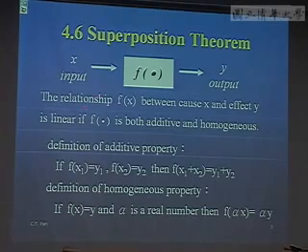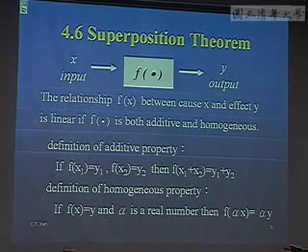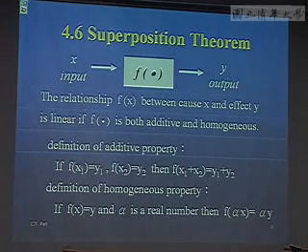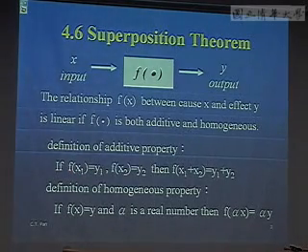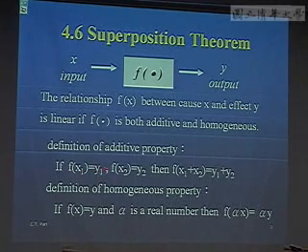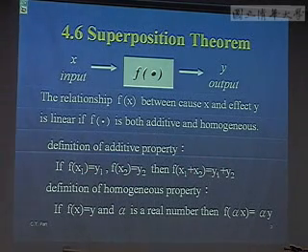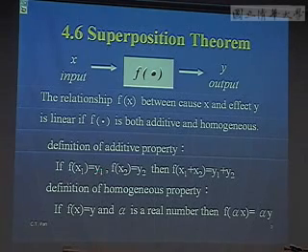In case we have a function f(x), and if f(x1) equal to y1, this x1 belongs to the domain, and here y1 belongs to the range. Then f(x2) equal to y2, then we have this result: x1 plus x2 mapping to y1 plus y2. This is called additive property. Another property is called homogeneous property.